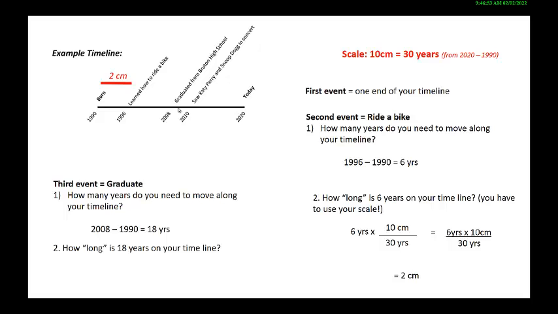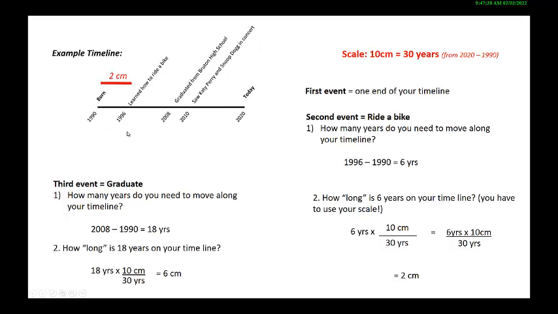So we know we need to figure out how long is 18 years. In order to do that, we go back to our scale and our math, and we build our fraction. You'll notice again that this fraction is always going to be the same for this exercise, 10 centimeters distance on top and 30 years time on the bottom. Those units cancel out, and what we end up with when we do that math is 6 centimeters. So the 18 years of time on this line is equivalent to 6 centimeters of distance.